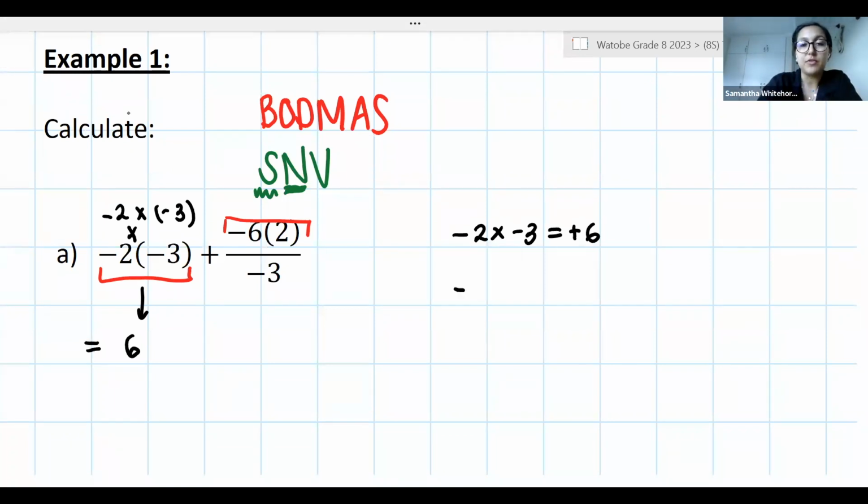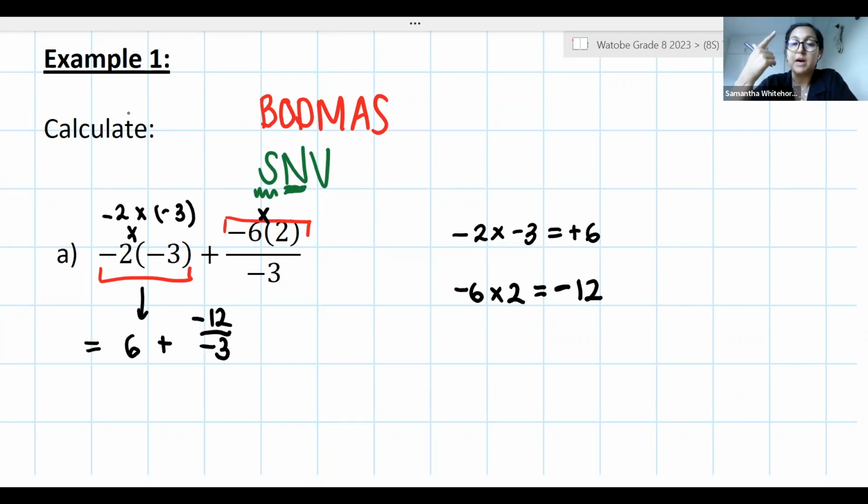So in our fraction, we've got a negative 6 times 2 in our numerator. A negative times a positive is a negative, and 6 times 2 is 12. So this means I've got a fraction plus negative 12 over negative 3. So I've dealt with the multiplication. I'm now going to deal with the division.